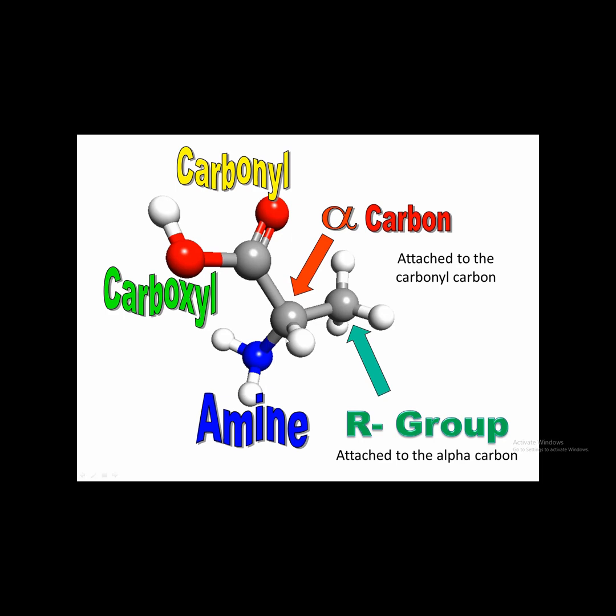Then the feature that makes all amino acids unique, or makes them different from each other, is the R group. And R groups can be a lot of different things. They can be additional amine groups, additional carboxyl groups, or other organic structures.